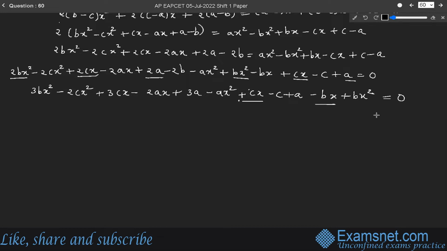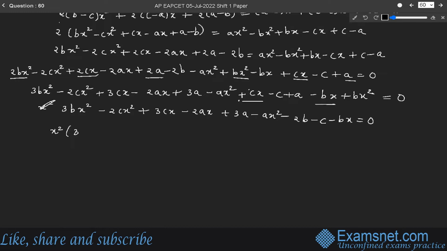Okay. Now we have to further calculate it, taking x² common from both these terms. Or first let us simplify it. So it becomes 3bx² - 2cx² + 3cx - 2ax + 3a - ax² - 2b - c - bx is equal to 0. Now taking x² common, the remaining terms will be 3b - 2c - a.